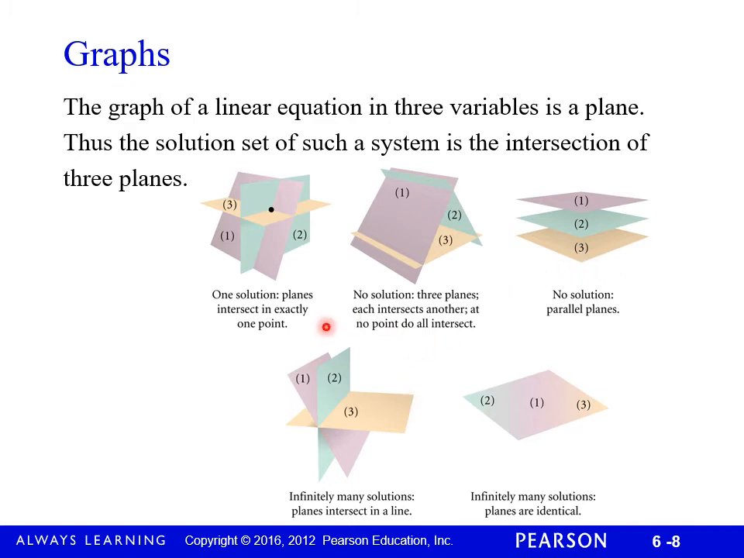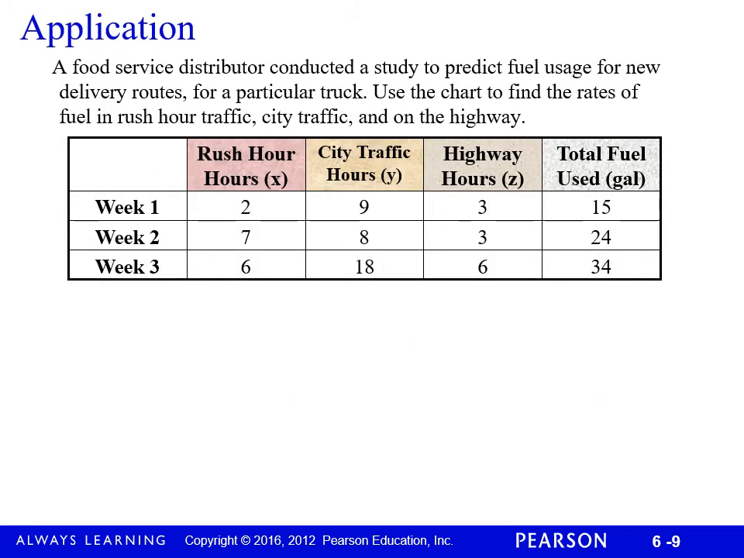It's also possible to have an infinite number of solutions where the intersection is actually a line. And then, of course, we can have infinitely many solutions because they're all the same plane. Let's look at a word problem now.